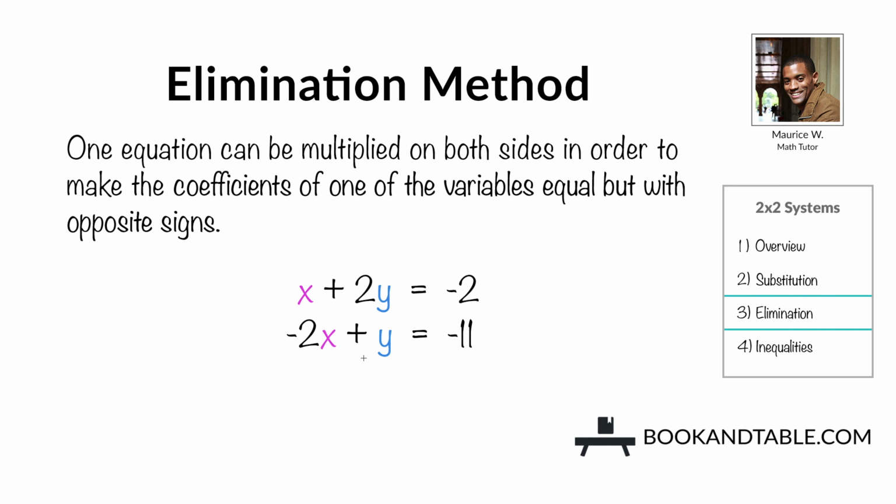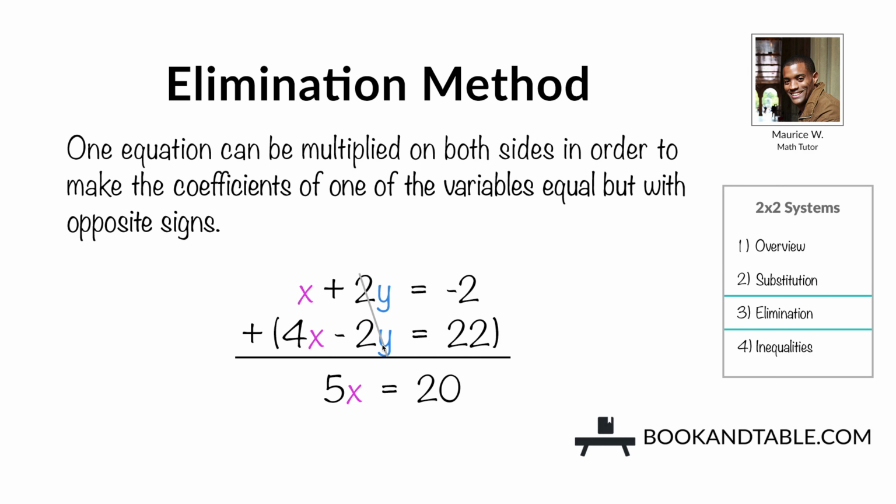So when we multiply this equation by -2, we get -2 times -2x, which is +4x. -2 times y is -2y. And -2 times -11 is +22. And now that we've done that, with +2y and -2y, we can eliminate our y variable by adding the two equations together. So you get x plus 4x is equal to 5x. -2 plus 22 is +20. And our y's are eliminated because +2y minus 2y is equal to 0. So now we can solve for x from here.